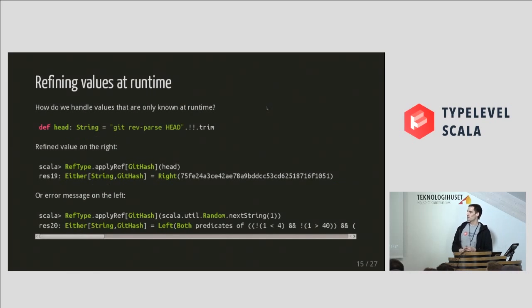But of course, we do not only want to refine static values, we also want to refine values that are not known at compile time. Here, for example, we have this head string, which just gives us the head commit hash from the git command line client. We can use this applyRef function: we give it the git hash type and the head, and get back either a string or a git hash. In this example, we get a git hash on the right. And if we supply a string that is not a valid git hash, we get an error message on the left. This is how refinement looks at runtime.